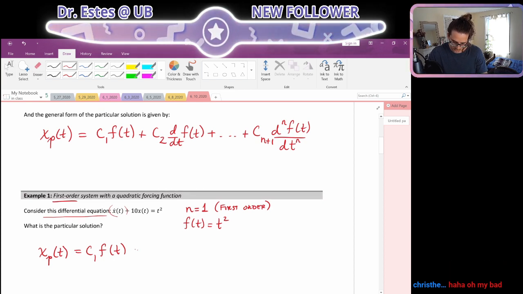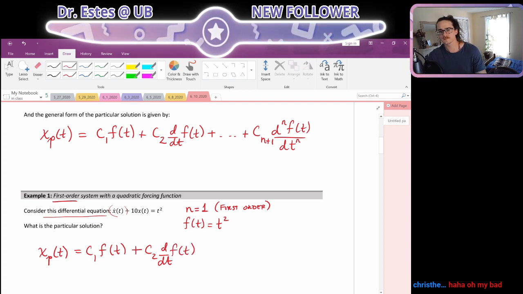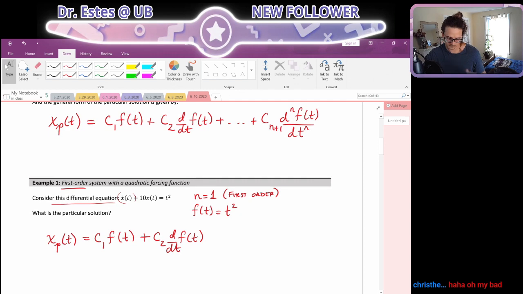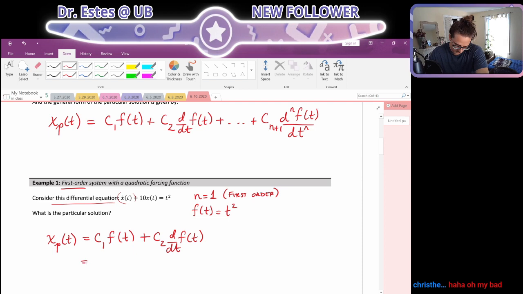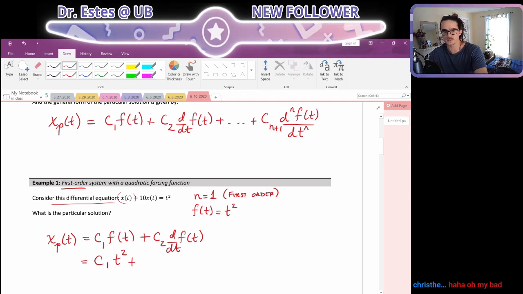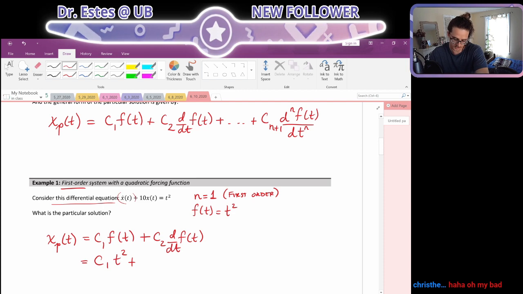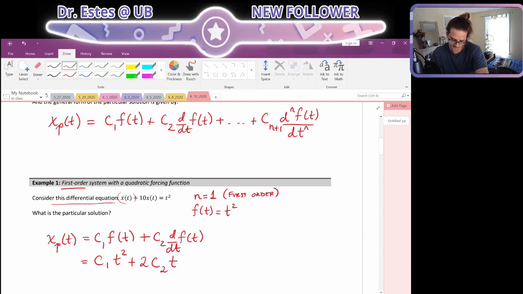So we have to add another term, C2, times d/dt of f of t. Let's plug in f of t. So C1 times t squared plus C2 times the time derivative of t squared, which is just 2 times t. So let's say it's 2 C2 times t.